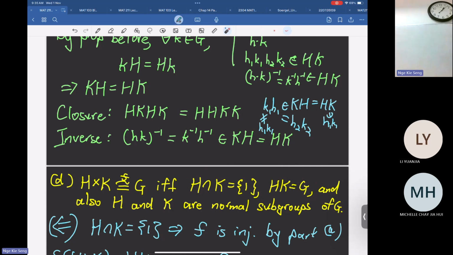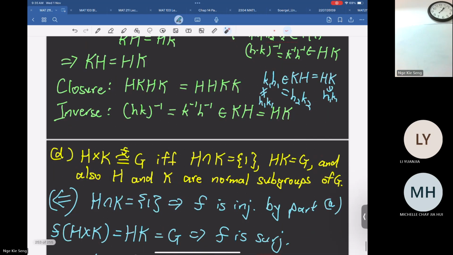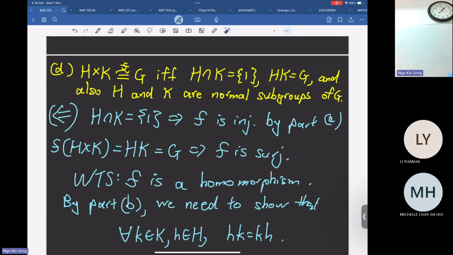I think we don't want to do this in class, because it's kind of tedious. You can try and work it out, why H and K are normal. I will provide it in the lecture notes. The last bit I link to you. Not too hard, I guess. I'll write it out. Prove that H and K are actually normal, from the definition again.